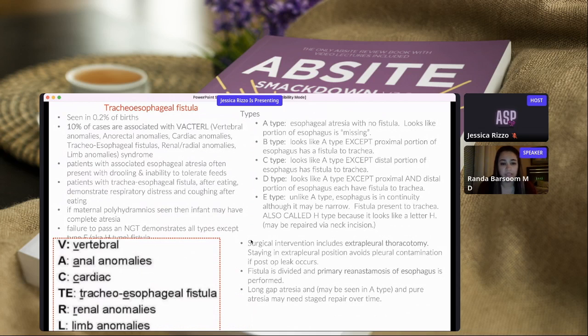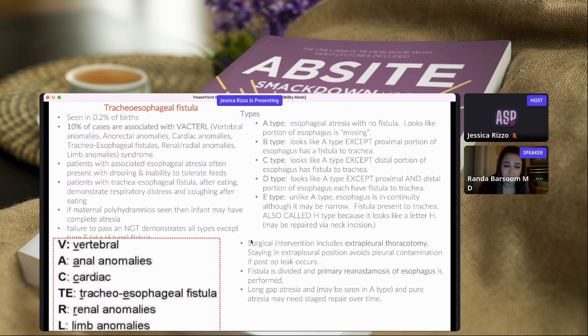Type A is an esophageal atresia with no fistula, so a portion of the esophagus is missing. Type B will have the esophageal atresia, except the proximal portion of the esophagus has a fistula to the trachea. Type C, also the atresia, however, the distal portion of the esophagus has a fistula to the trachea. So B and C differ in that B has the proximal portion with a fistula, and the C type has the distal portion with a fistula.